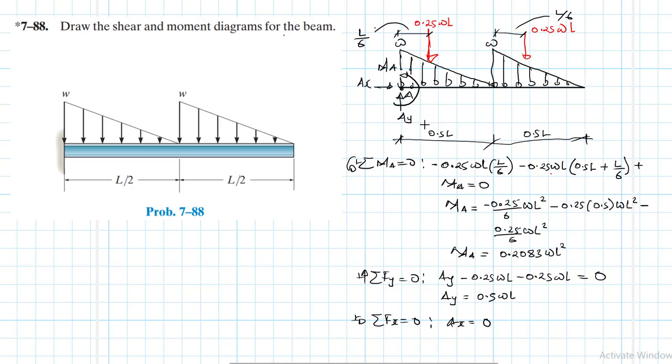So let's replace these values. We have AY equal to 0.5WL. Then we have MA equal to 0.2083WL squared. And then AX is just equal to 0. Great, I think we are done.